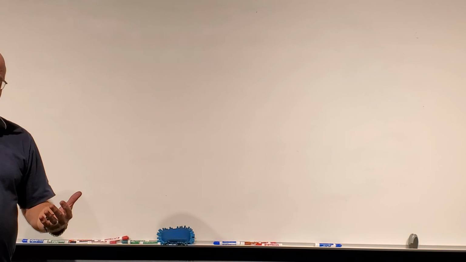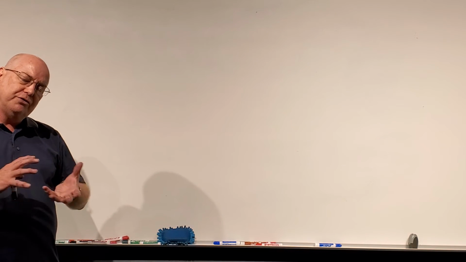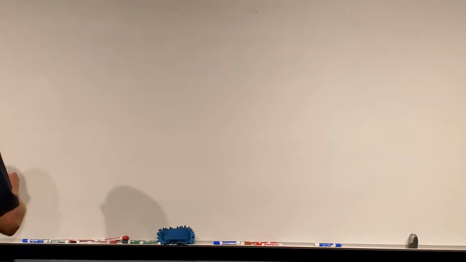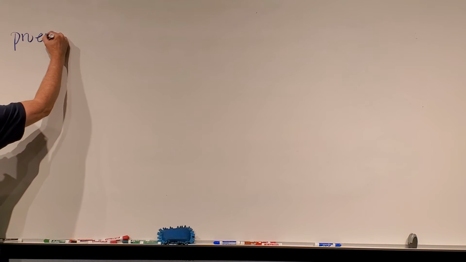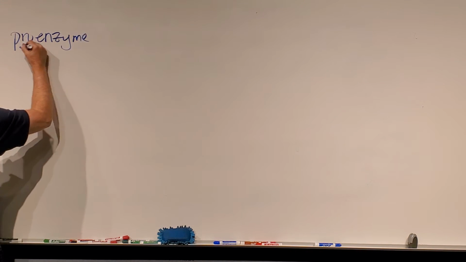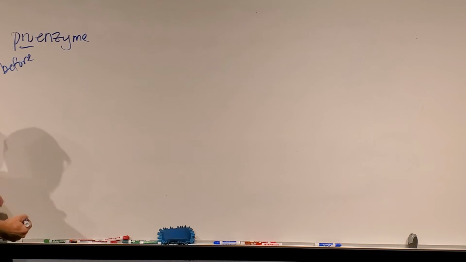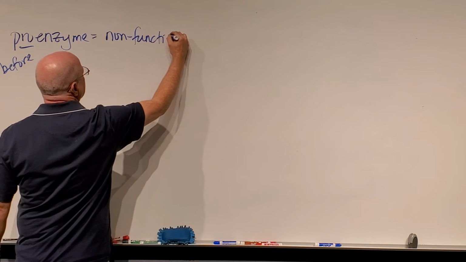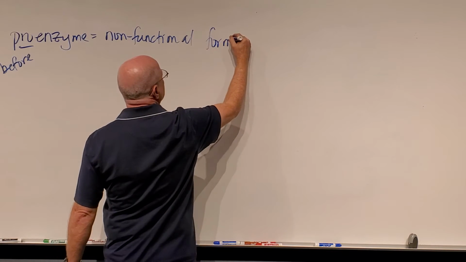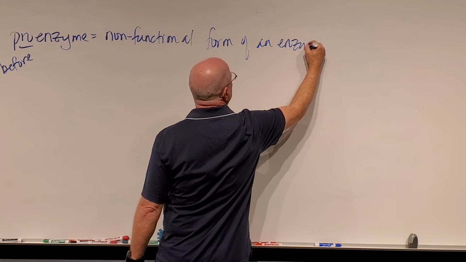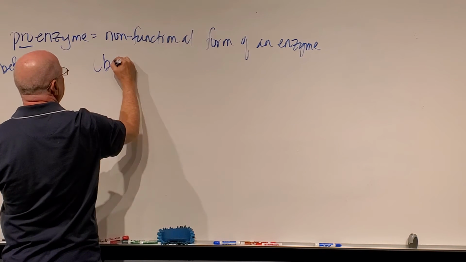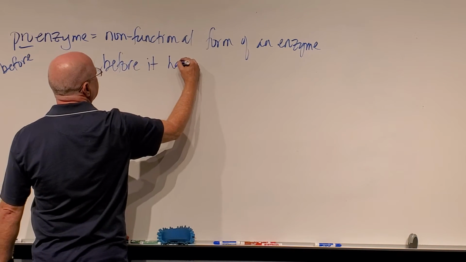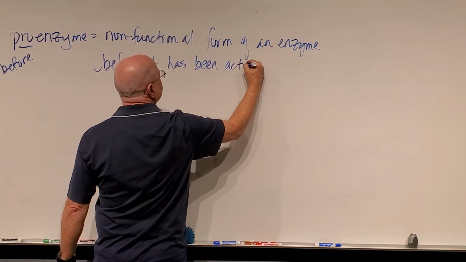Now, one of the things to know is that not all enzymes are proteins alone. Sometimes the enzyme requires other things to make it functional. For example, one of the definitions I want you guys to know is called a proenzyme. This means before. A proenzyme is a non-functional form of an enzyme. And what I like to throw in there so that my brain can understand it is before it has been activated.